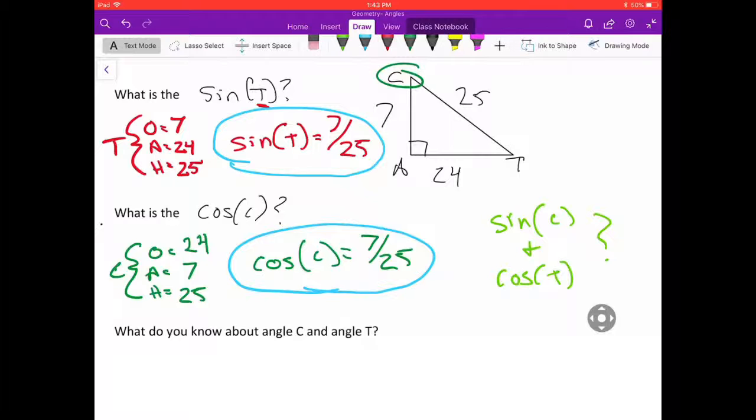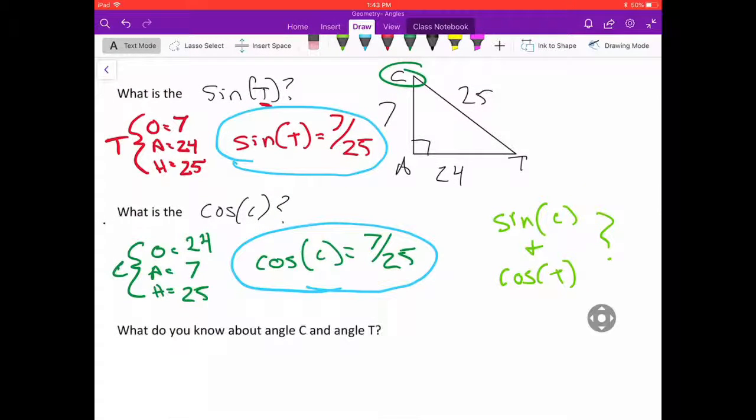Alright? Now, what do we know about angles c and t? Well, in this particular picture, we know that angle c and angle t must add up to 90 degrees. So c plus t is equal to 90 degrees. And the reason why we know that is because all three of these angles must add up to 180. And we know that angle A is already 90 degrees. So that means c and t have to make up the rest, which would be 90.